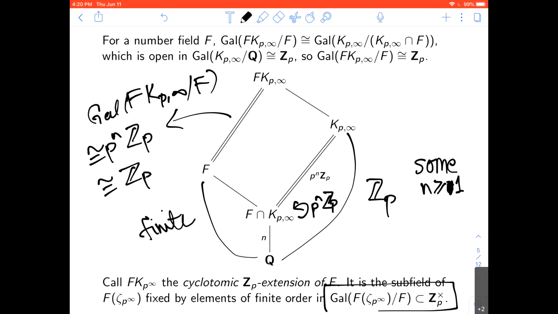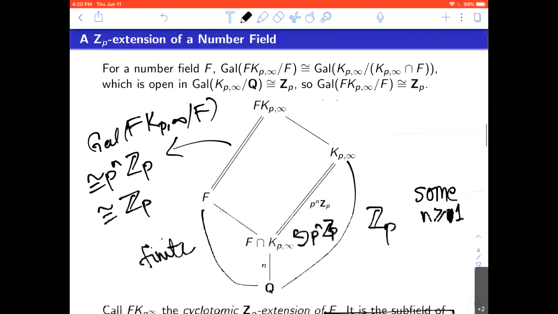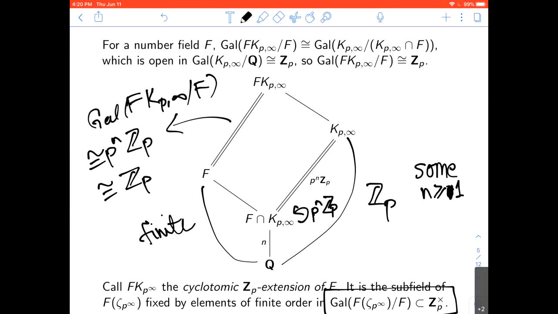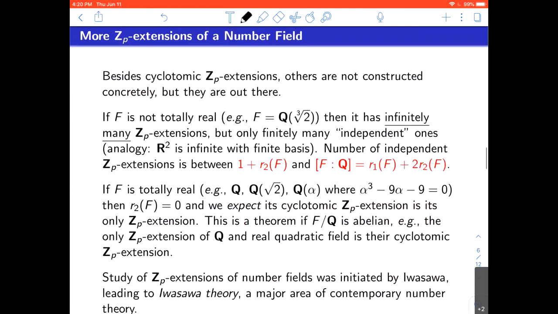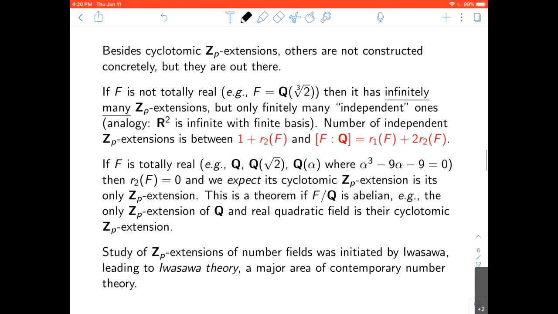All right, so we had the cyclotomic Z_p extension of Q, and then by taking its composite with any other finite extension of Q, or by a more direct construction, we get a Z_p extension of every number field. Now it's natural to ask, are there more examples? Well, yes, and it's hard to describe them. You can't really construct other examples in an easy way over general fields.